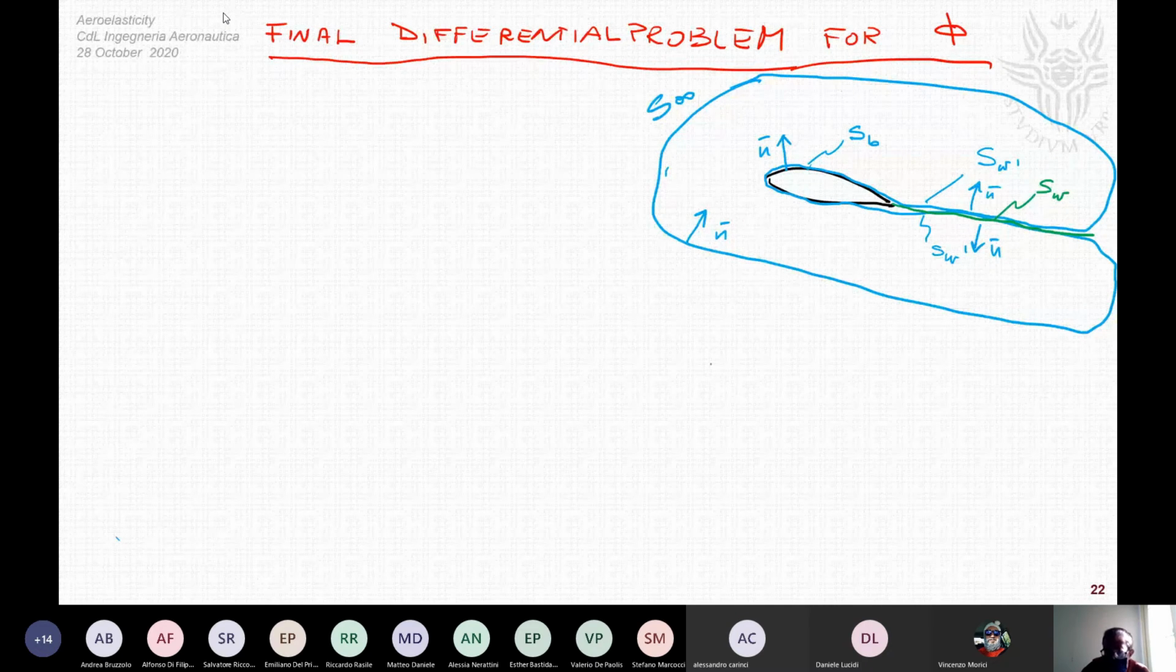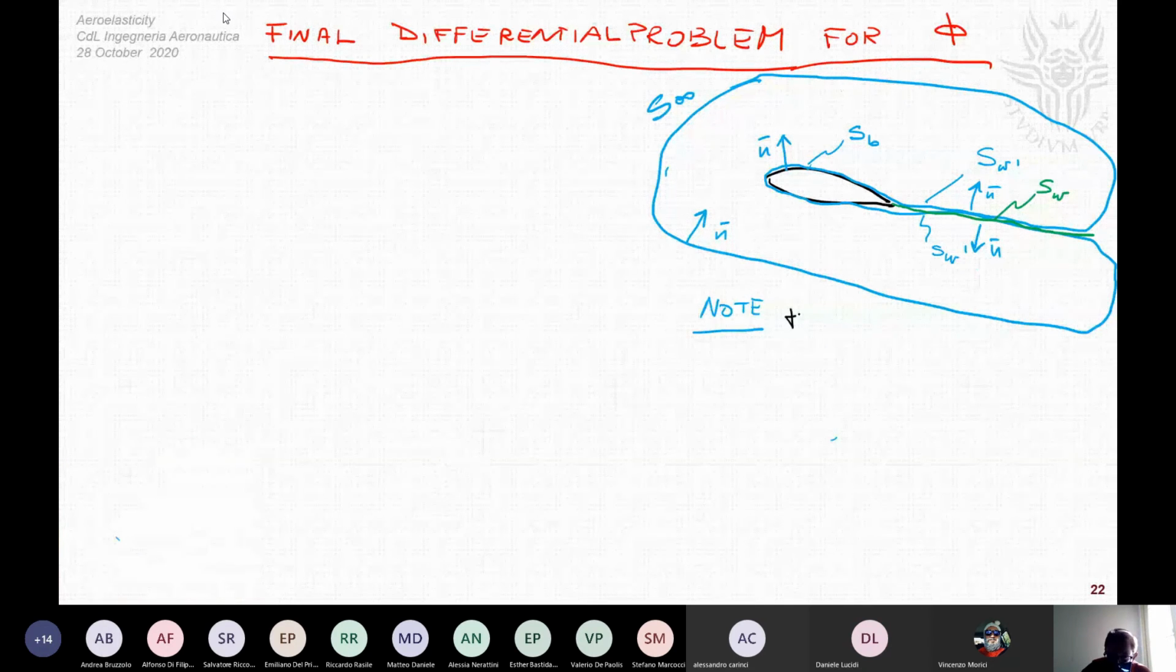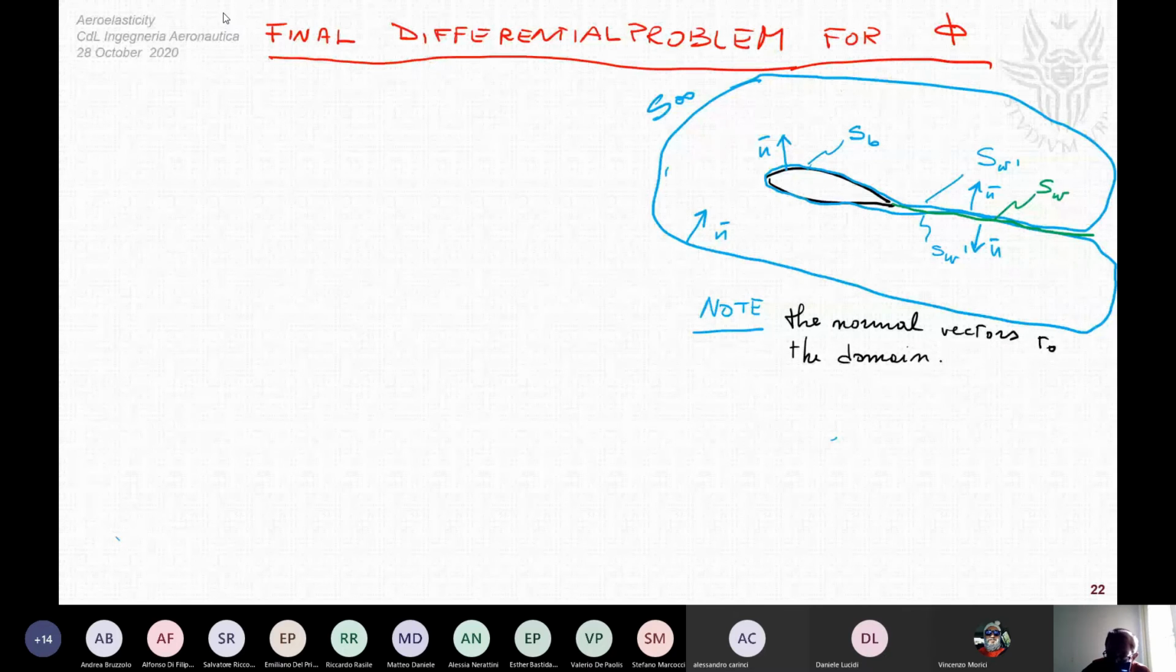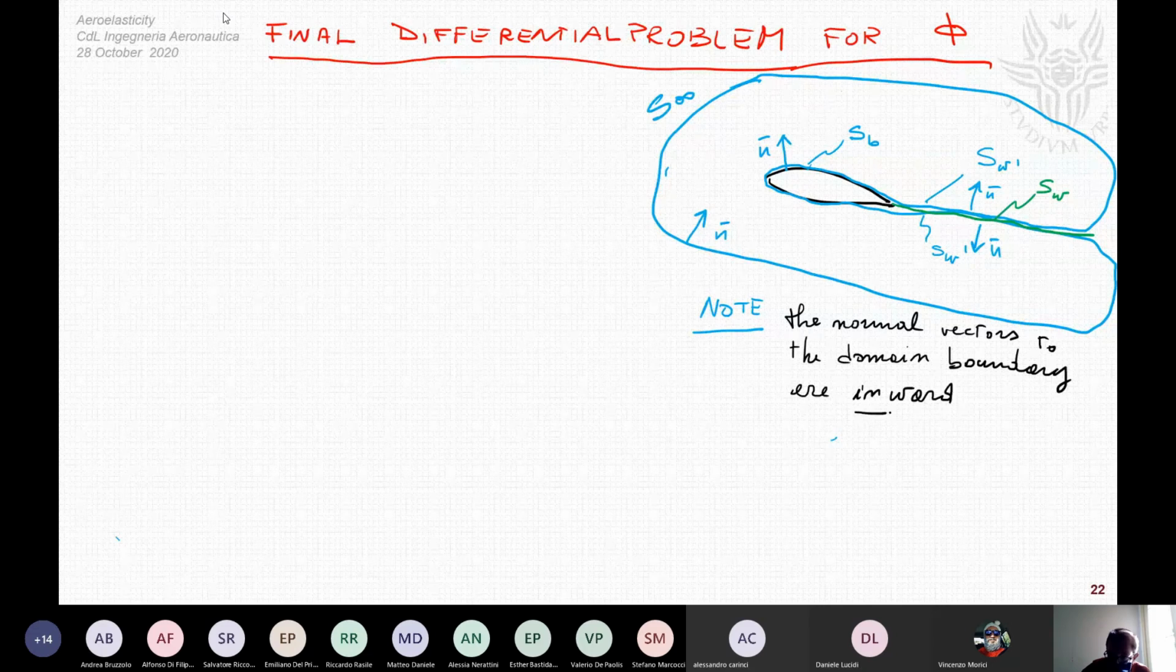Attention, note that the normal vectors to the domain boundary are inward, not outward. Not outward, okay, by definition.